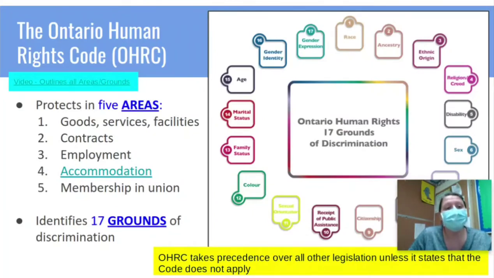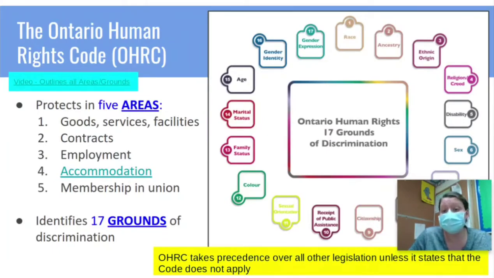Number 4 is accommodation. This has to do with housing. A landlord cannot deny your application and say you can't live in my building because they don't like your ethnic origin, or they don't agree with your sexual orientation, or any of the grounds for discrimination. Even though it's their building and they own it, if they're offering it as something that is available for rent, it has to be available to everybody.